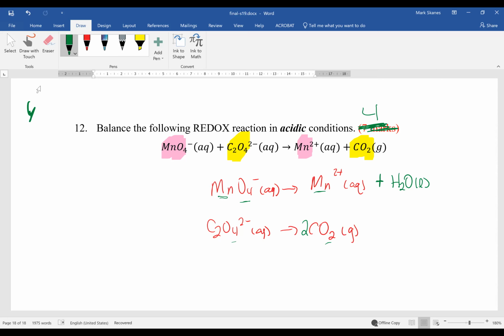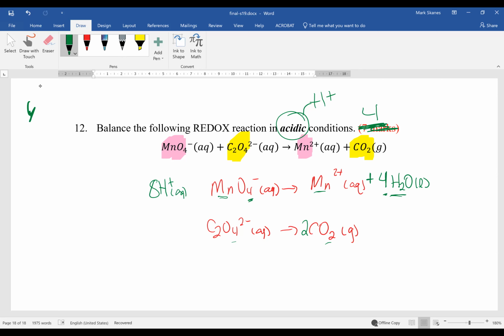Okay, next thing you do, any hydrogens that you have, you balance with H+. That's why this is called acidic. So, oh, sorry, guys. 4 of these, don't forget, because I have 4 of these. Okay, again, if you're wondering where the 4 came from for the water, it's because of the 4 here. 4 oxygens on the left, 4 waters on the right, which means I have to add 8 hydrogens here.